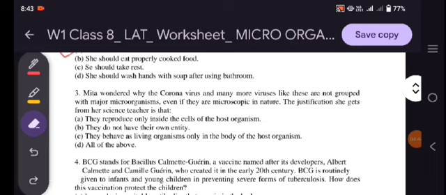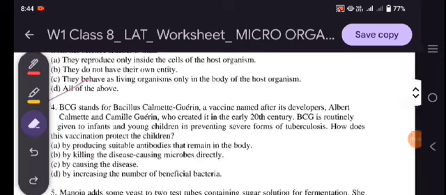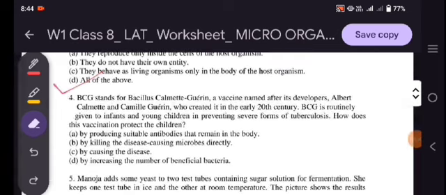So here B is partially true. They don't have their own entity, like they cannot reproduce by themselves when they are outside a host body. So all of the above are correct options. Now let's come to the fourth question.